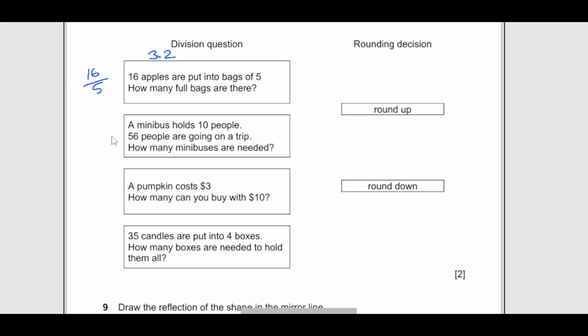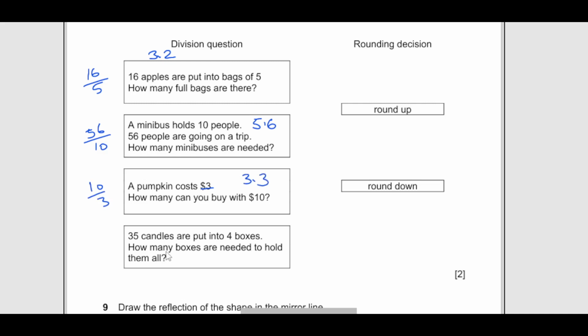Then a minibus holds 10 people, 56 are going on a trip. So how many minibuses are needed? So we are dividing 56 by 10, which is 5.6. We will see later how we are rounding. A pumpkin costs $3. How many can you buy with $10? So 10 divided by 3, this is 3.3.